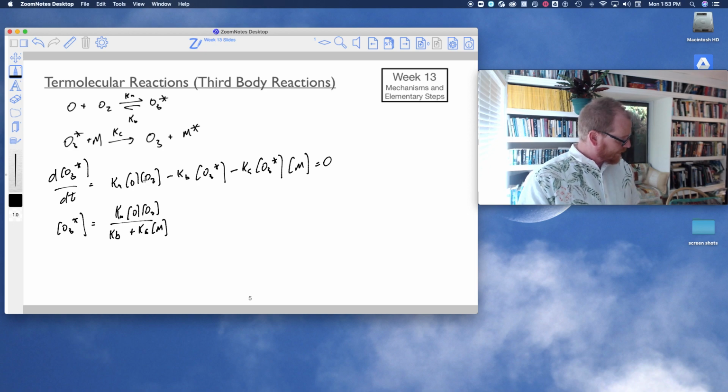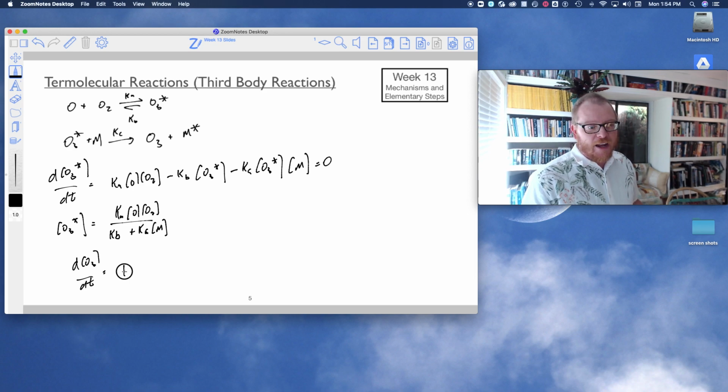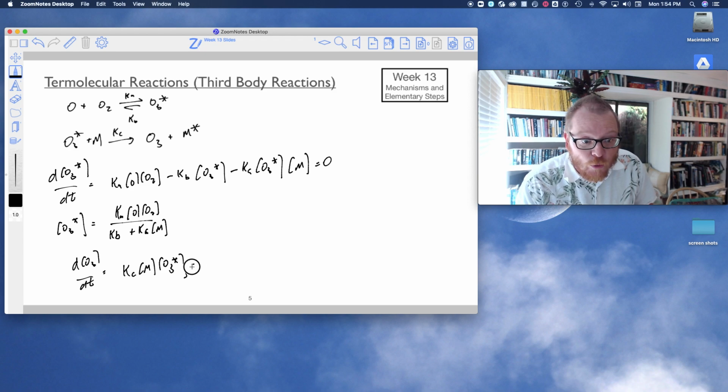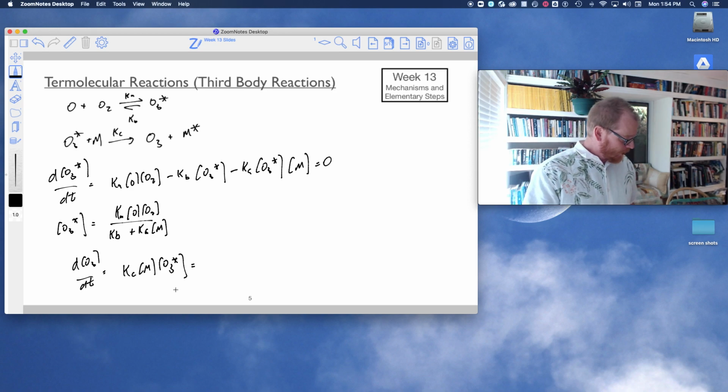So now, if we look at the rate of d[O3]/dt, this is my stable product. There's only one place that appears, and that's in this reaction, and that goes as Kc times M times O3 star. But we recognize that O3 star is an intermediate. We're going to have a really difficult time determining the concentration of O3 star, because it's only going to be around for such a crazy short time.